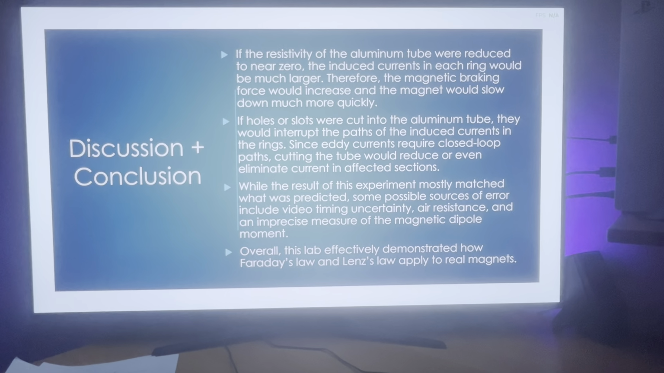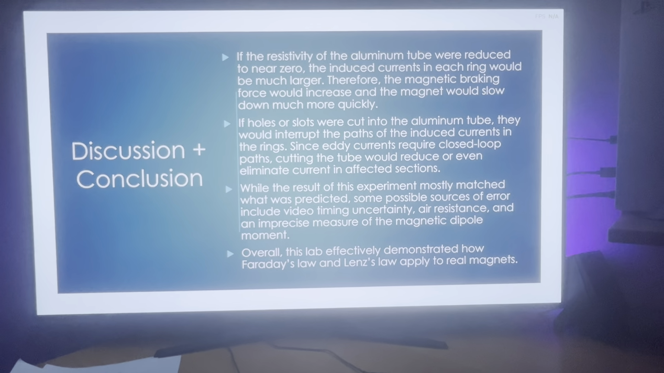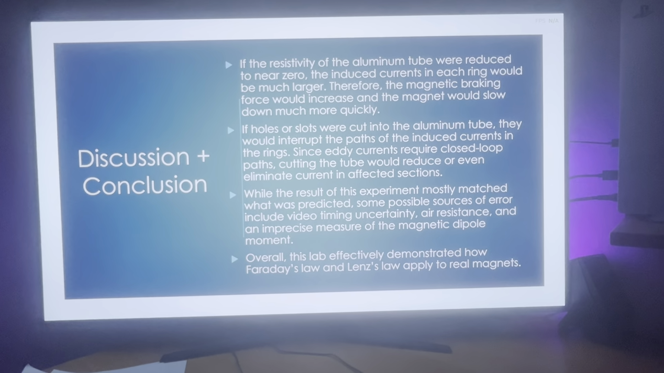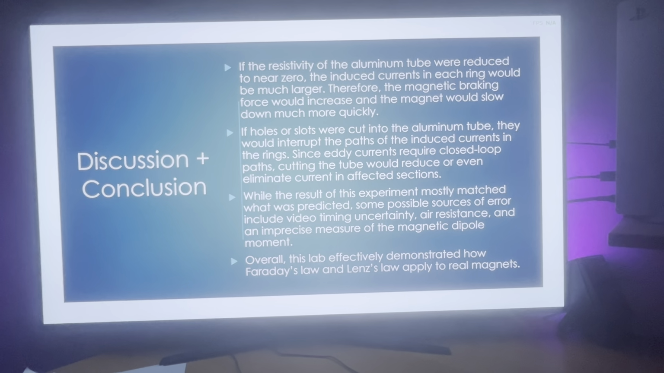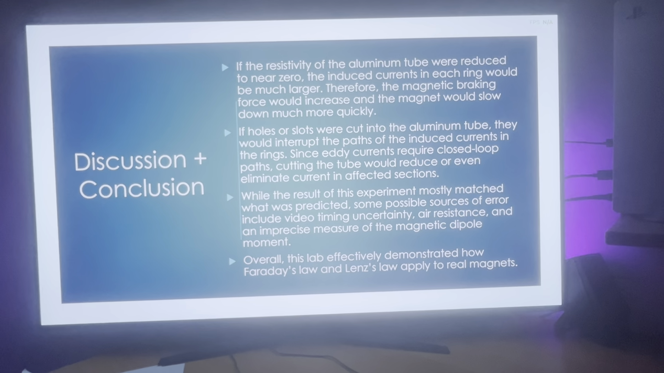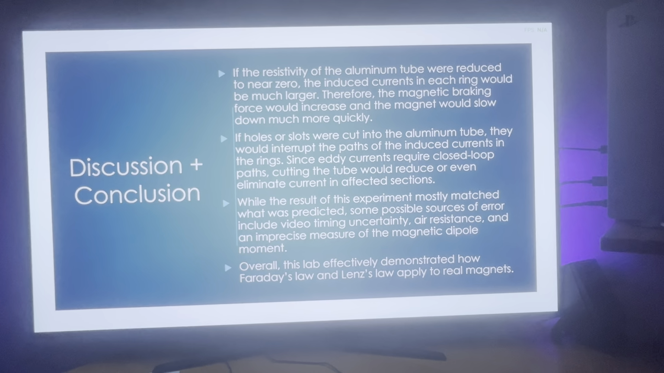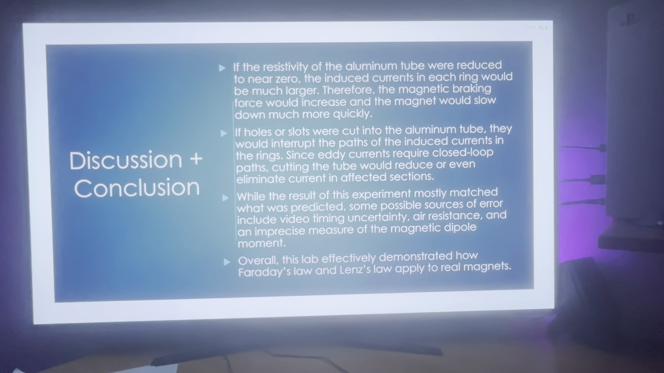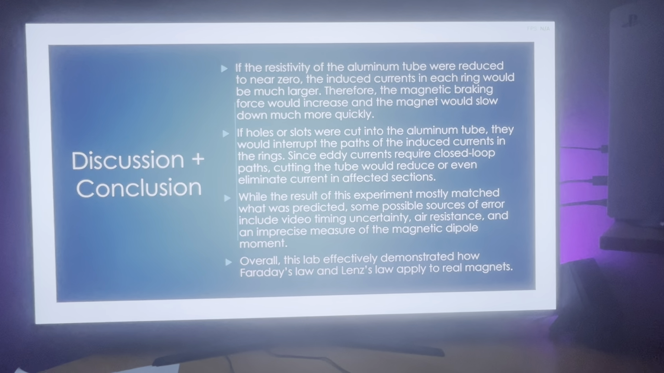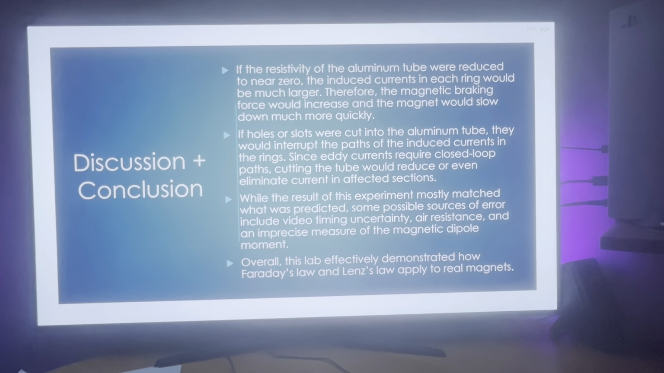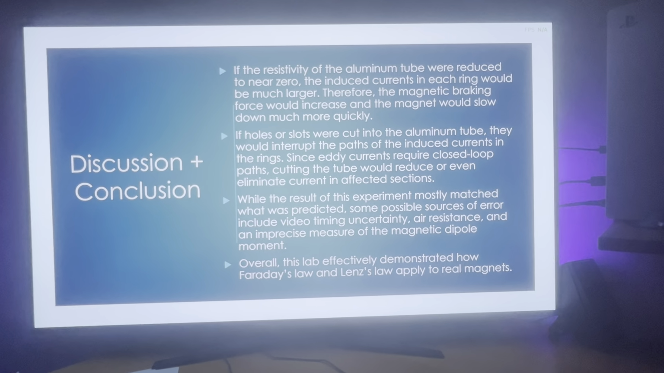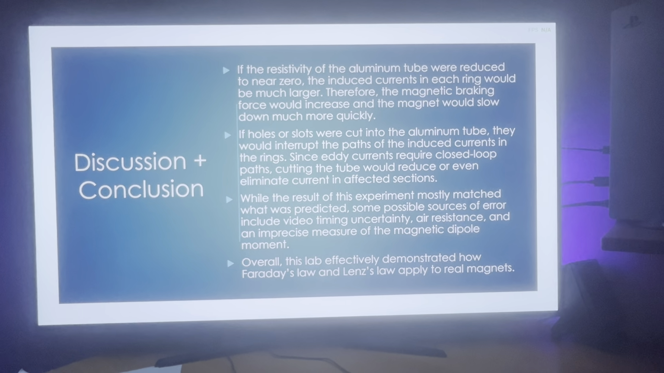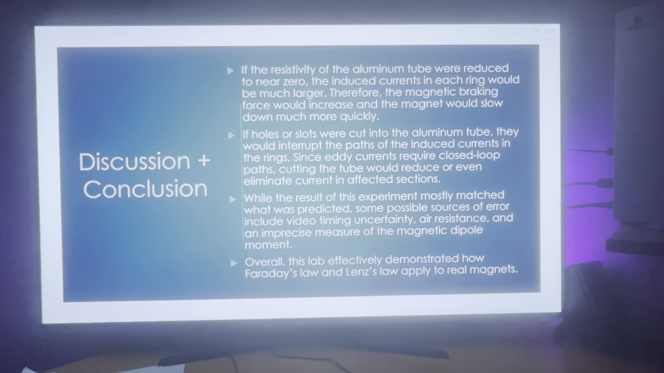So if the resistivity of the aluminum tube were reduced to near 0, the induced currents in each ring would be much larger. Therefore, the magnetic braking force would increase significantly and the magnet would slow down much more quickly. If holes or slots were cut into the aluminum tube, they would interrupt the paths of the induced currents in the rings. Since eddy currents require closed loop paths, cutting the tube would reduce or even eliminate current in affected sections.